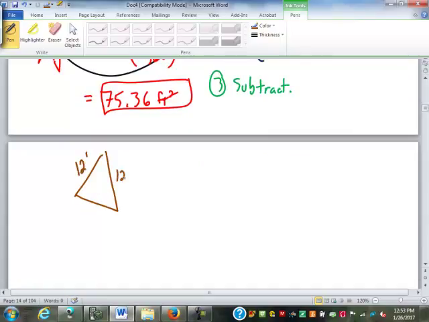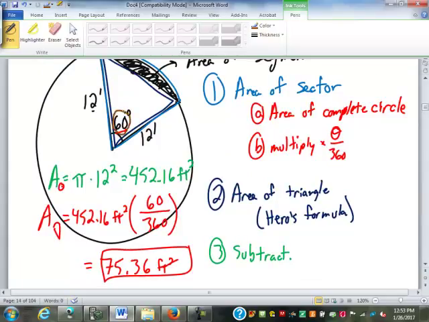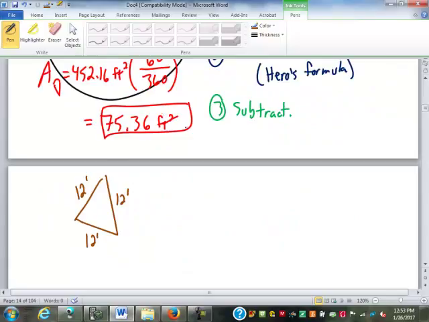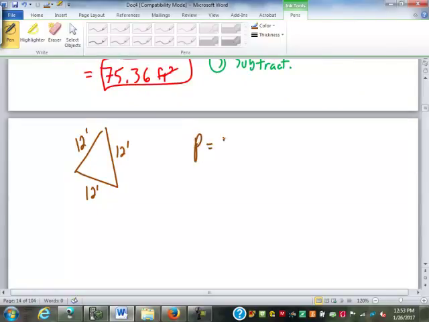that is an equilateral triangle, 12, 12, 12. The reason we know, 60-degree central angle. So this also has to be 12 feet over here. So the perimeter, 12 plus 12 plus 12, or 36 feet.